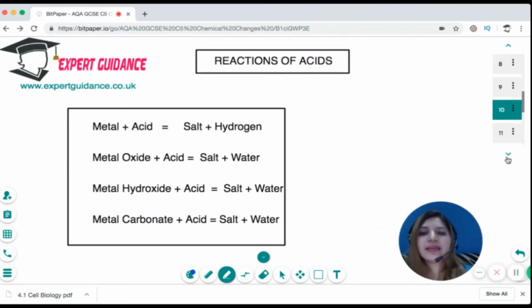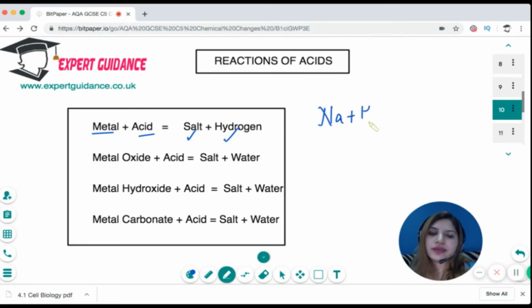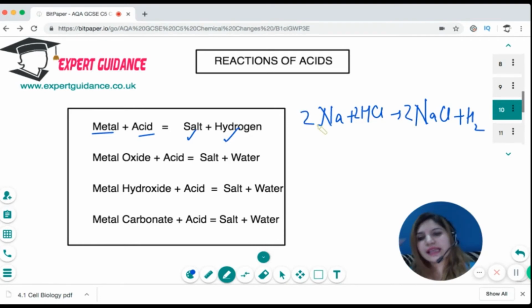Now let's summarize reactions of the acid. If you have a metal and an acid, you don't have any oxygen in it, you get salt plus hydrogen. For example, sodium plus hydrochloric acid will make sodium chloride plus hydrogen. You can balance this like this. Metal oxide plus acid gives salt and water. Metal hydroxide and acid gives salt and water. Metal carbonate gives salt and water plus carbon dioxide.